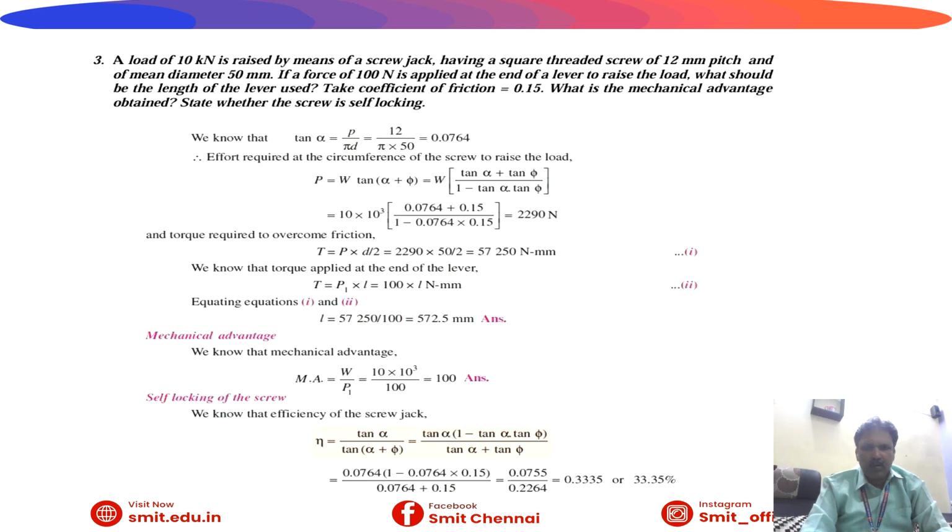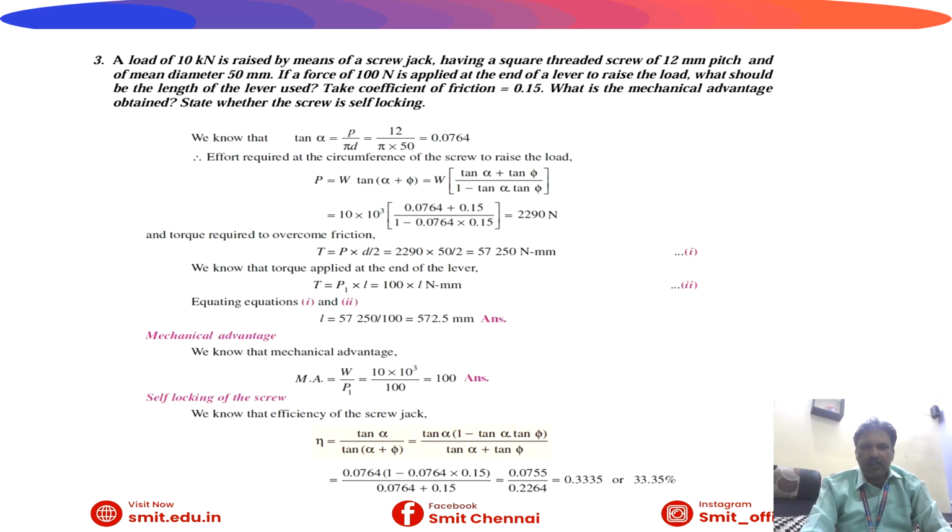So again, based on the concept of self-locking of the screw, we have solved one problem. A load of 10 kilonewton is raised by means of a screw jack having a screw thread of 12 mm pitch and mean diameter 50 mm. If a force of 100 Newton is applied at the end of the lever to raise the load, what should be the length of the lever used? Take the coefficient of friction as 0.15. What is the mechanical advantage obtained? State whether the screw is self-locking. It is asked whether self-locking or not.